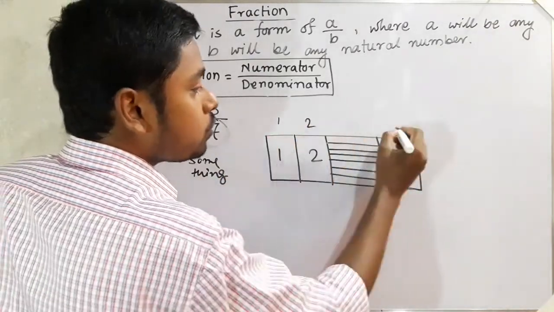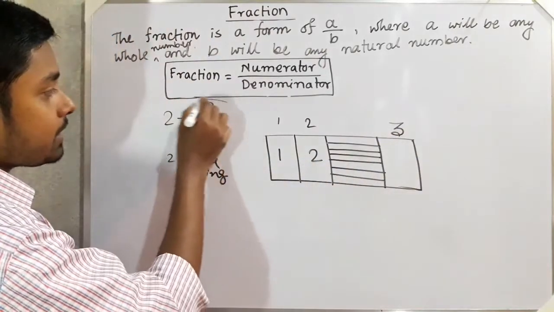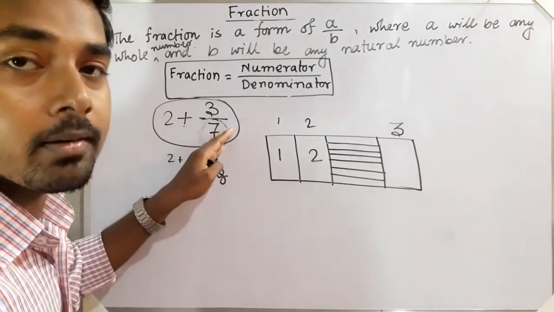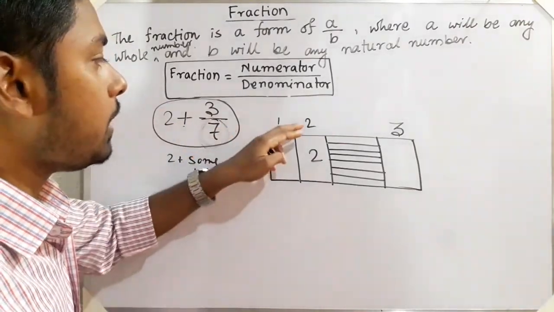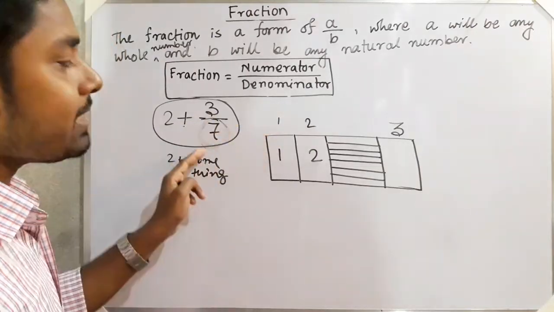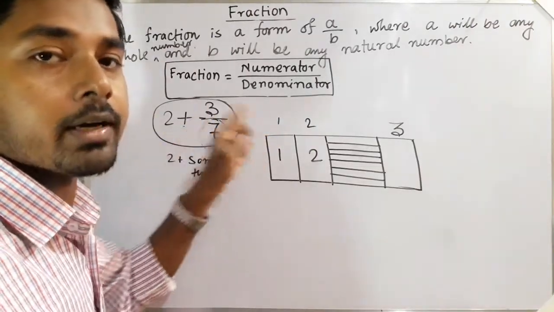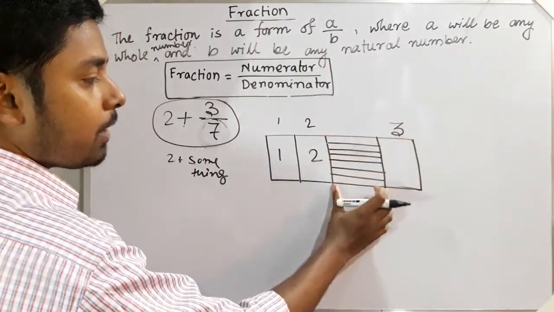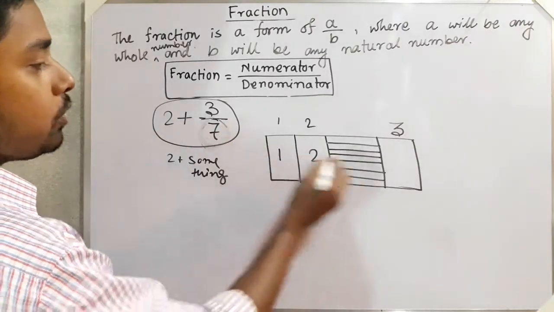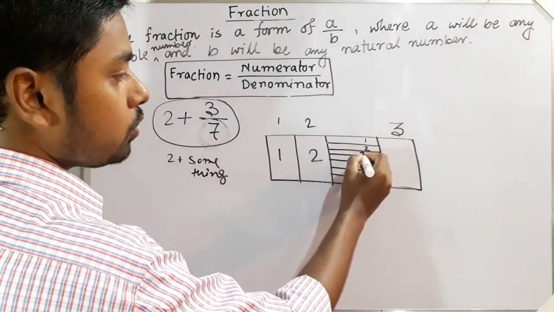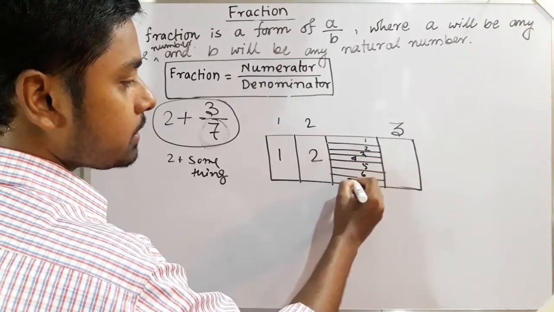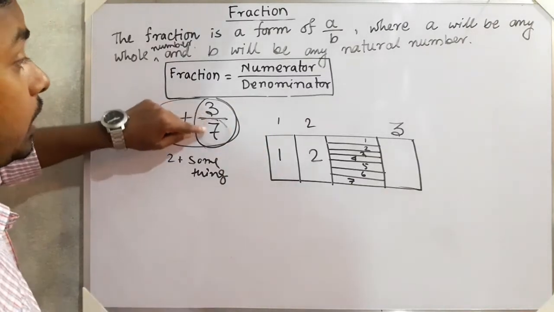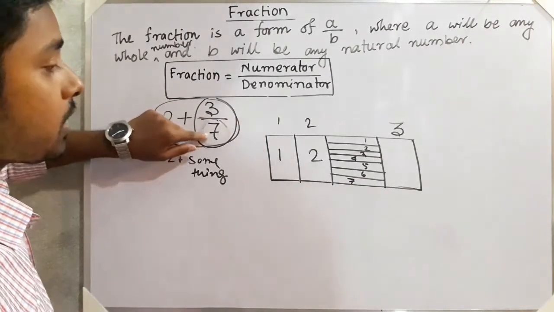It will be greater than 2 and less than 3. So suppose here 1, 2 and here is 3, so this number will lie between 2 and 3. That means 2 plus something means it will be greater than 2 and less than 3. And this middle part we have divided into 7 parts. You can see 1, 2, 3, 4, 5, 6, 7. Why? Because in this fraction, I told you, wherever denominator is greater than numerator, then denominator will be the total part.